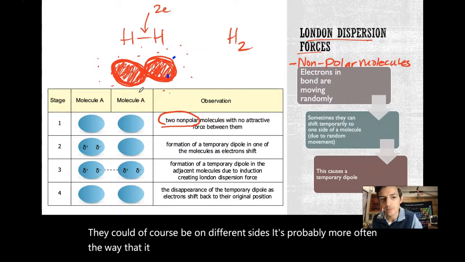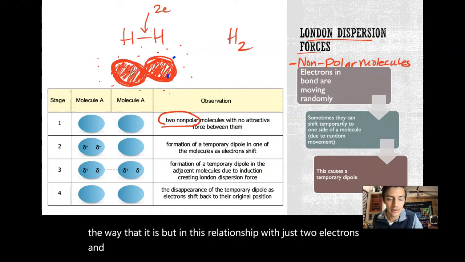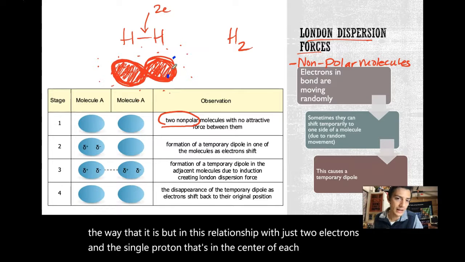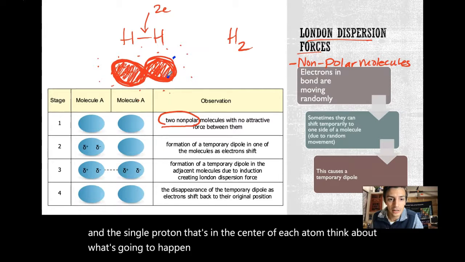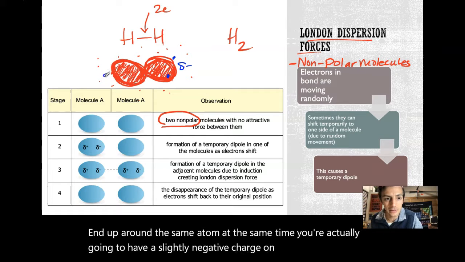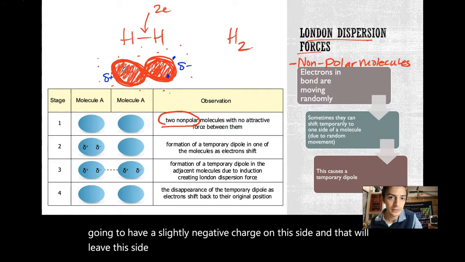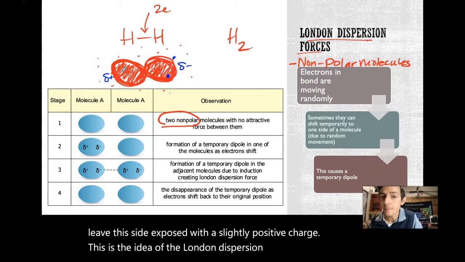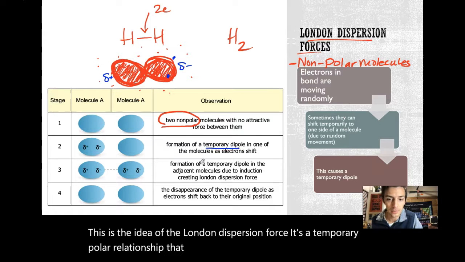But in this relationship, with just two electrons and the single proton in the center of each atom, think about what's going to happen if, by chance, those two electrons end up around the same atom at the same time. You're actually going to have a slightly negative charge on this side, and that'll leave this side exposed with a slightly positive charge. This is the idea of the London dispersion force. It's a temporary polar relationship, a temporary dipole, that occurs when the electrons just randomly shift around.